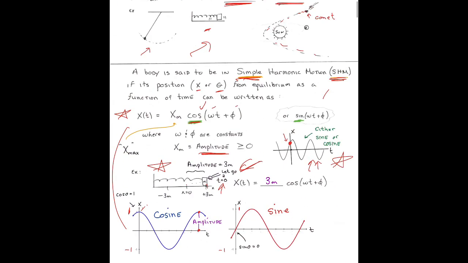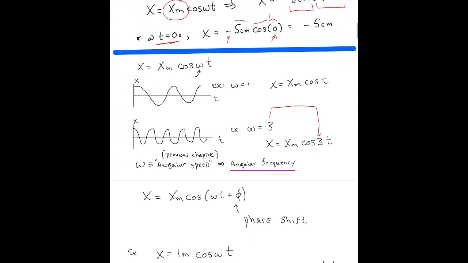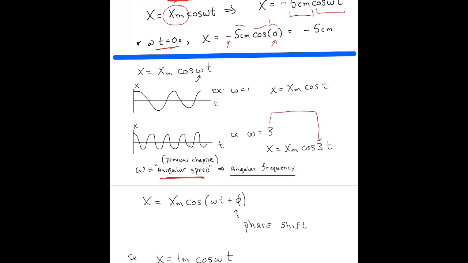Now, this thingy here, that's omega. In the previous chapter, we called that the angular speed. Now we're going to call it, we'll see, the angular frequency.